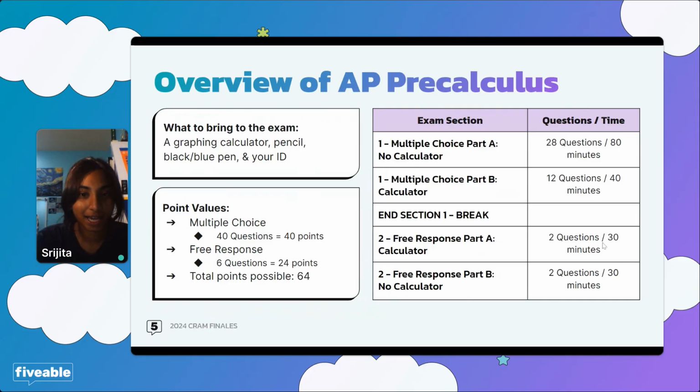So what to bring to the exam? Of course, bring a calculator, pencil, pen, and your ID. The exam is weighted out of 64 points, and on the multiple choice, you can get up to 40 points. On the free response, you can get 24 points. So of course, the multiple choice is worth more. That's just something to note.